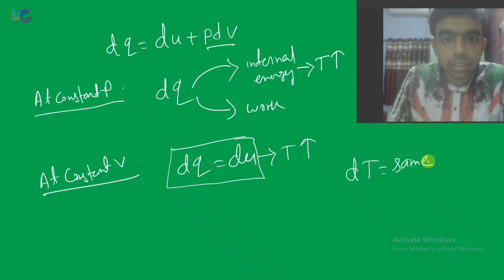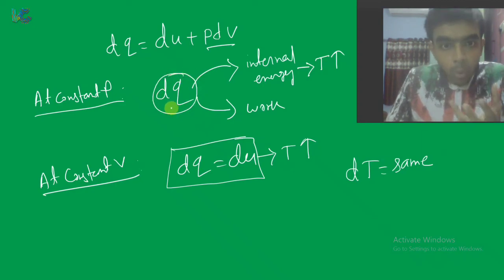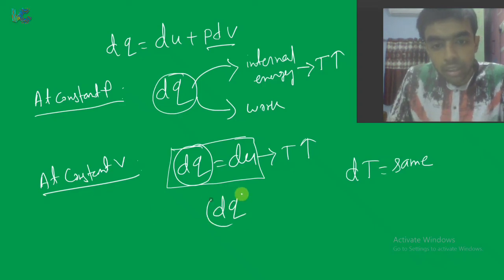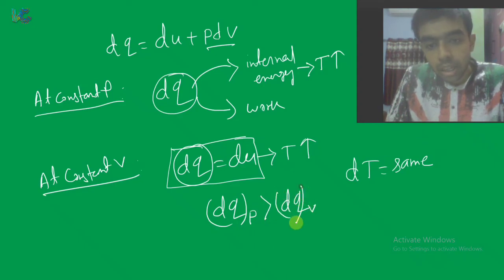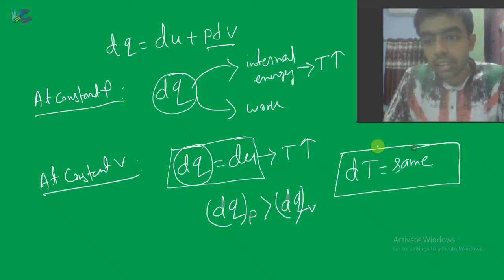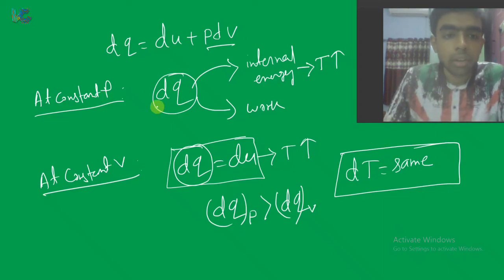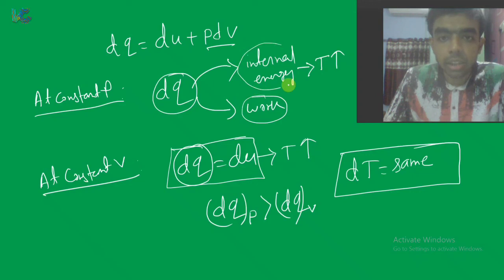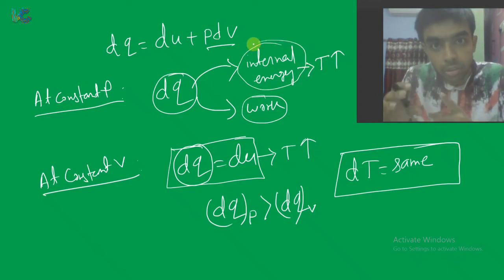In that case, the heat required at constant pressure will be more than the heat required at constant volume, because at constant pressure the heat taken by the system is distributed into two parts. One part is doing some work, and another part makes a change in internal energy, and that will lead to the change in temperature.